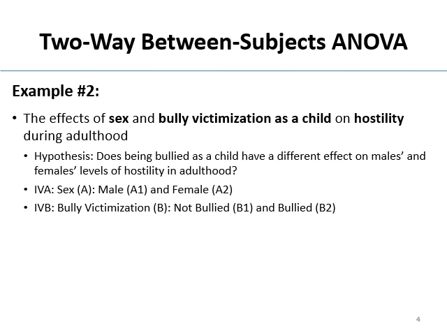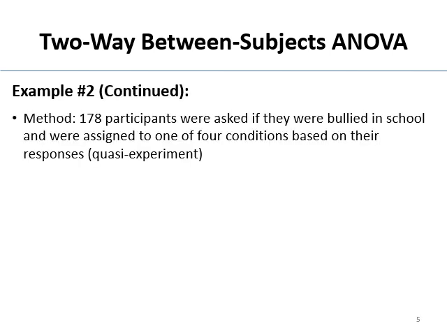So they answered some questionnaire, and if they're bullied, emotionally or physically, whatever, they just said, yep, bullied. Otherwise, you were not bullied. And the DV was level of hostility, the usual psych scale, 1 to 20, higher is more hostility. So in this particular study, again, it was a real person's dissertation. They had 178 participants, and they were asked if they were bullied in school when they were a kid, and were assigned to one of 4 conditions based on their responses.